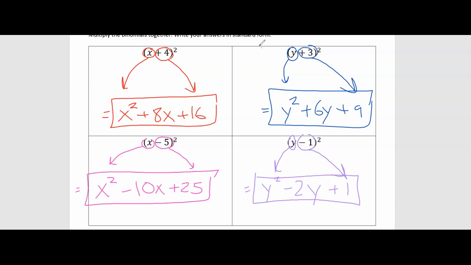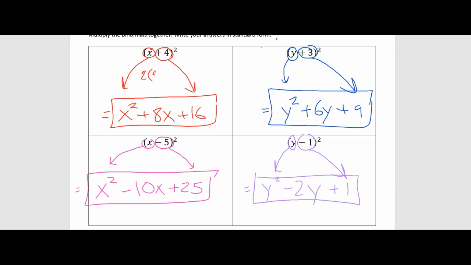Now, we just have to figure out, is there a pattern for the middle term as well? Well, if we take a look at the red, we have x and 4 inside the parentheses, and we get 8x. Well, if I multiply 4 times x, that gives me 4x. And then if I double it, I get 8x. So 4 times x times 2 gives me 8x.